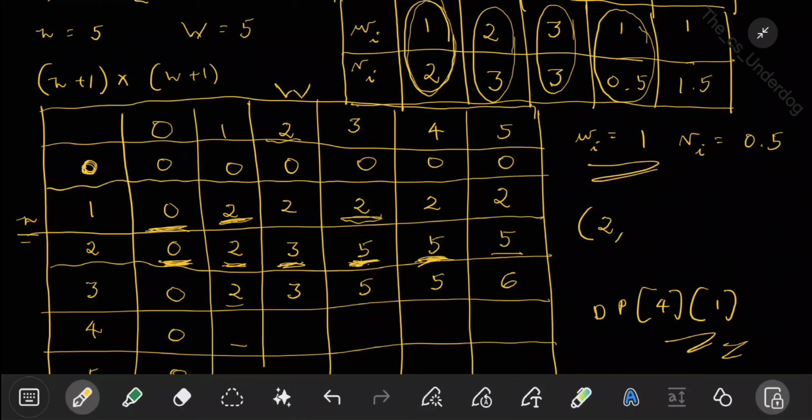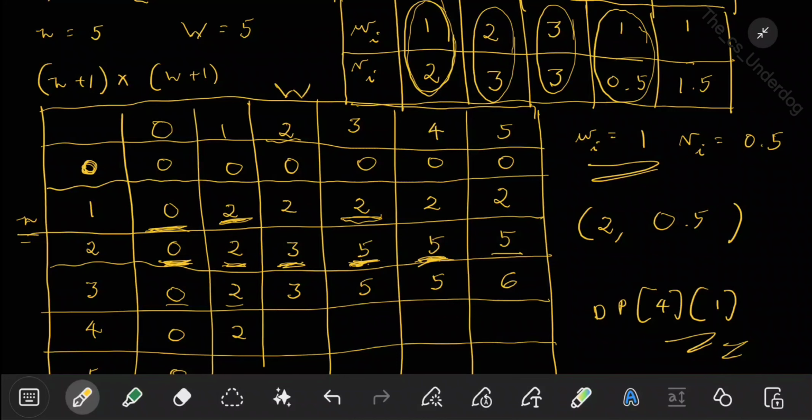If you include it, you have to go 1 block beforehand, that is here. It is 0 plus the value of item. Value of item is 0.5. Which is larger, 2 or 0.5? 2 is larger, so you will write 2 here.